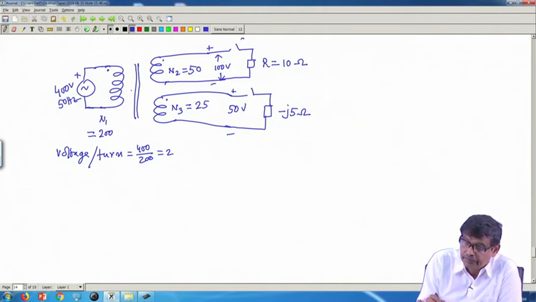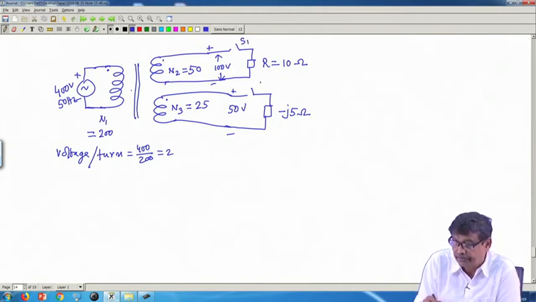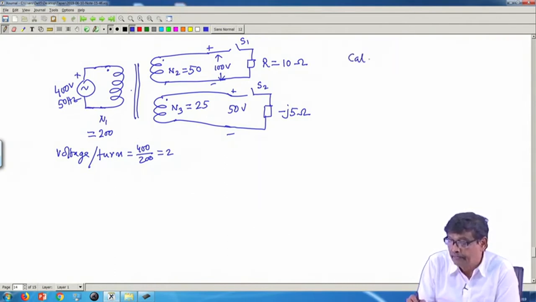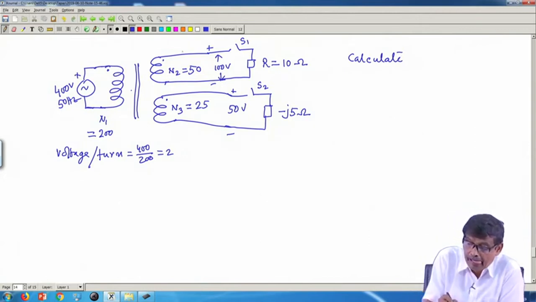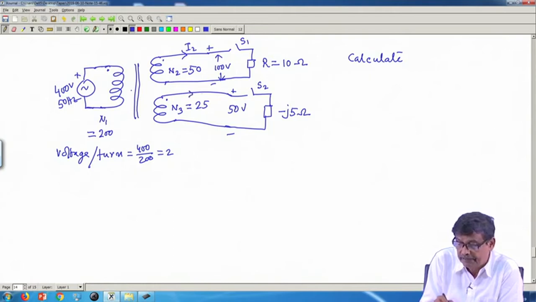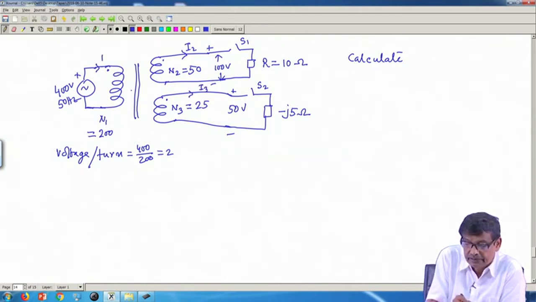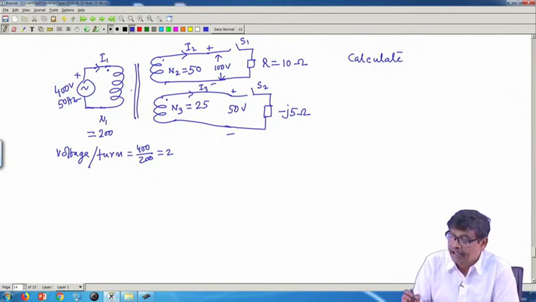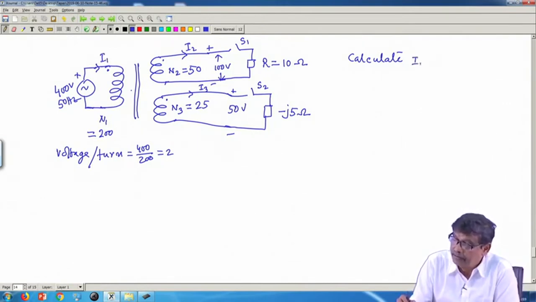And this switch is, suppose, S 1, this switch is S 2. Calculate the currents. I will indicate the currents as I 2, this one as I 3 and this as I 1. Calculate I 1, I 2 and I 3.